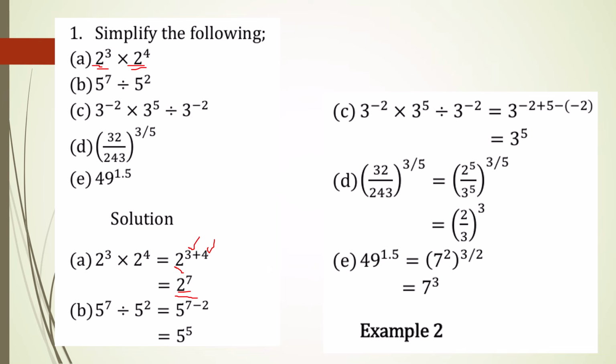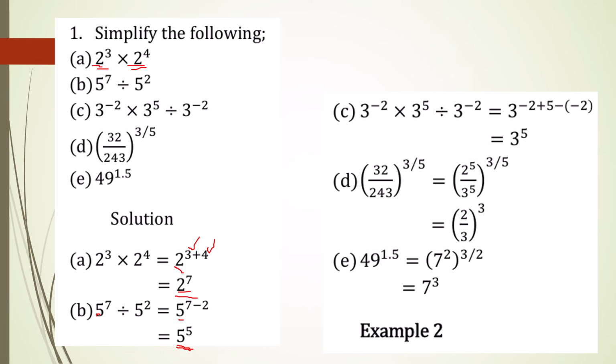If you also have 5^7 divided by 5^2, we unify the base, and then for division, we just subtract the powers. So it's going to be 5 to the power of the difference between 7 and 2, and you end up with 5^5. Now for part C, you're seeing that you have both multiplication and division.